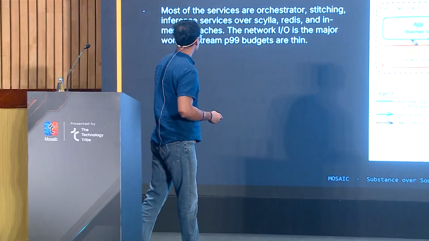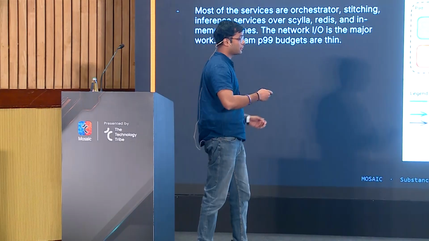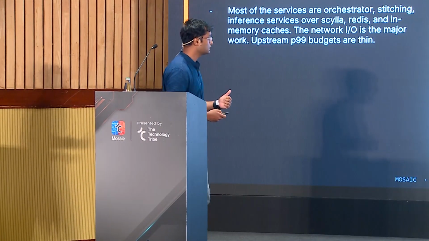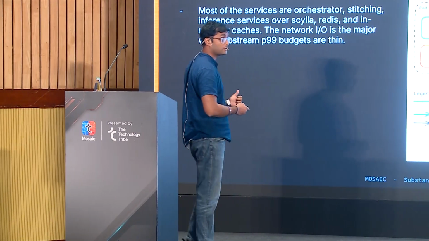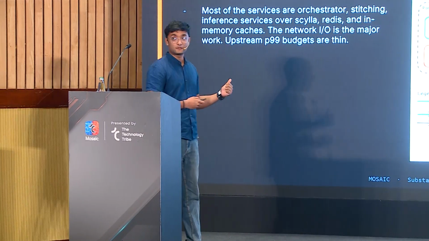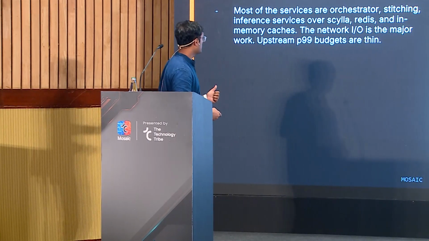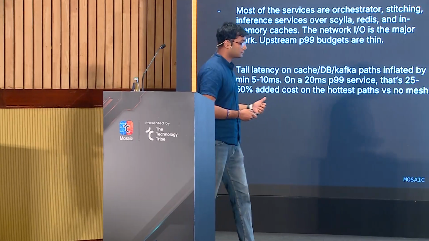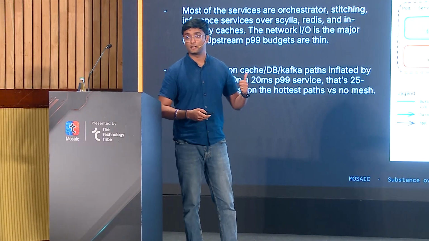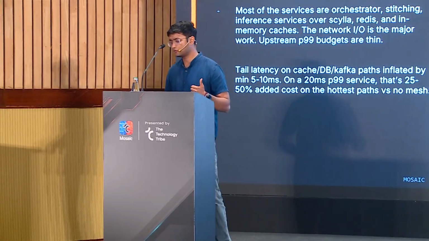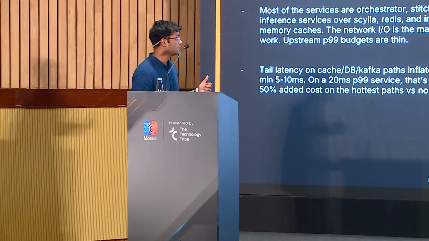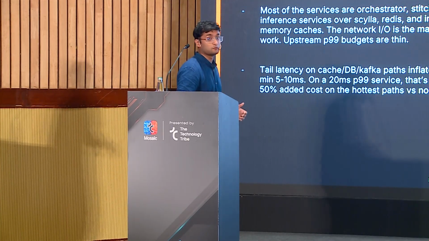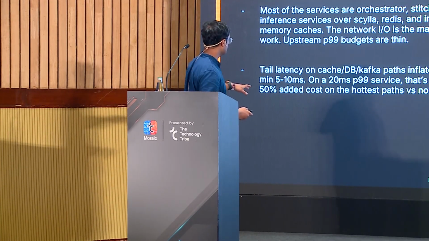Now, because these are stitching services, network IO is a major part of the work that needs to be done by these services, and the network layer on top of which these pods and services run matters. Again, Envoy adds a flat 2 to 5 ms latency on top of these stitching services, most of our workloads.